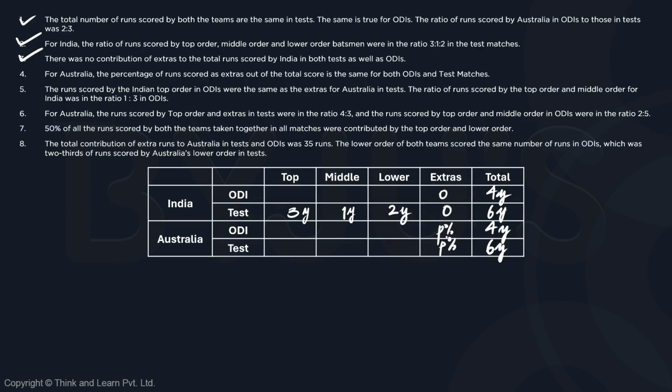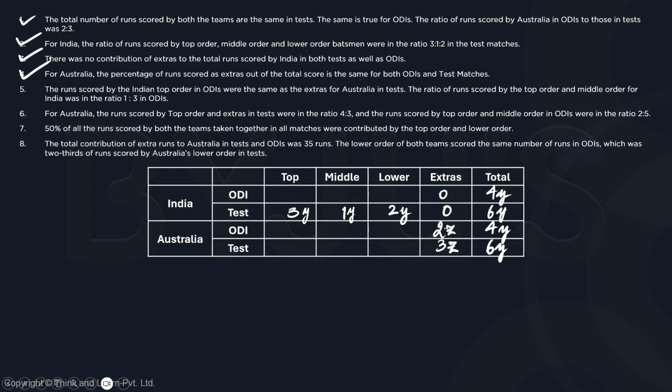See, now the P percentage of 4y is going to be in the table of 4y. P percentage of 6y will be in the table of 6y. So let's say that the ratio of the runs Australia has scored is 2:3. So here also we will take it as 2:3. So let's take this as 2z and this as 3z. Okay, done with the fourth statement.